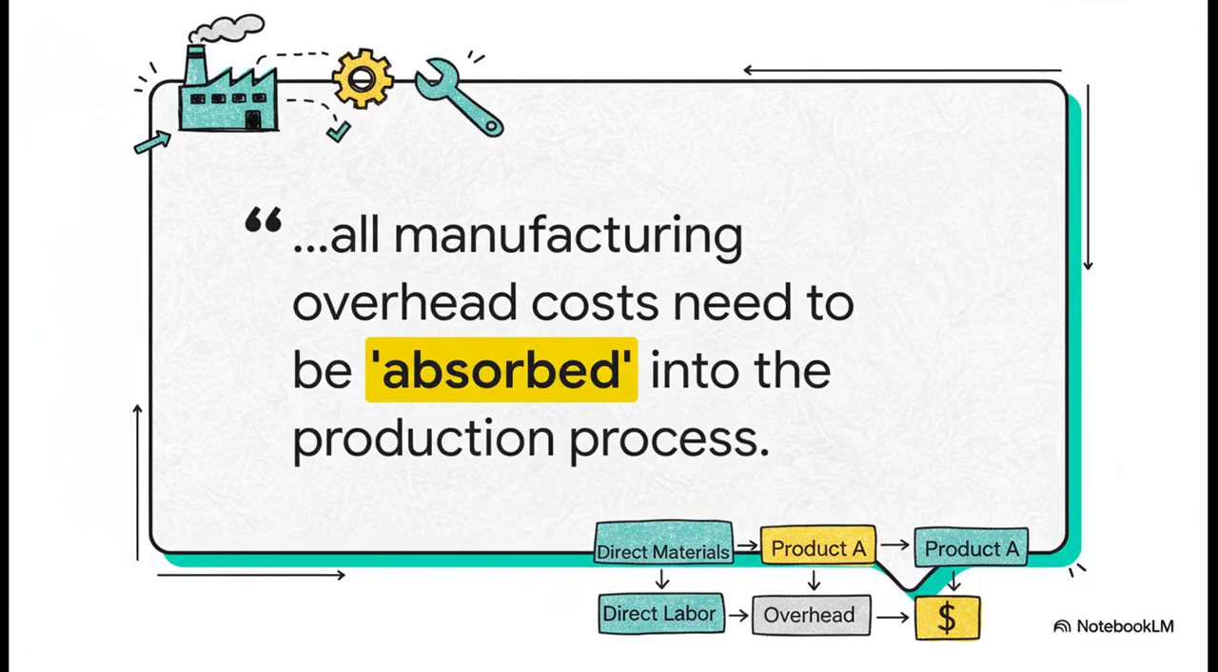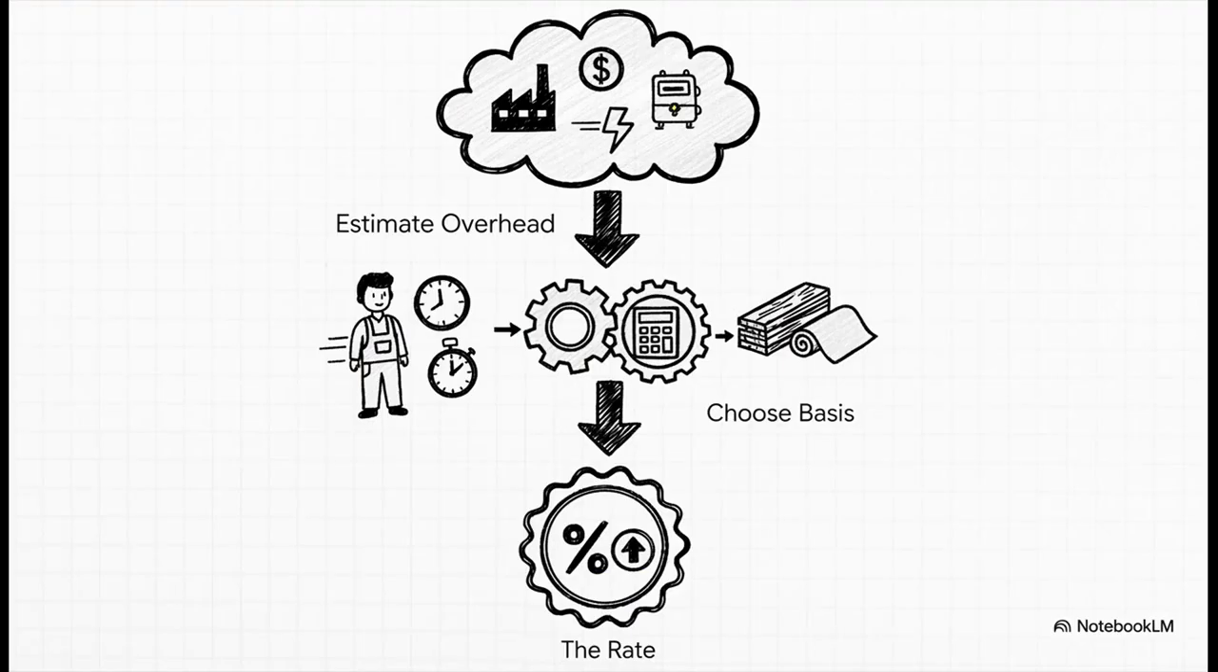But wait a second. How do you fairly divide up costs like the factory's rent or the electricity bill across a bunch of totally different jobs? Well, the key concept here, as our source material puts it, is absorption. You've got to find a way for each job to absorb its fair share of those general costs. And the way we do that is by creating something called a predetermined rate.